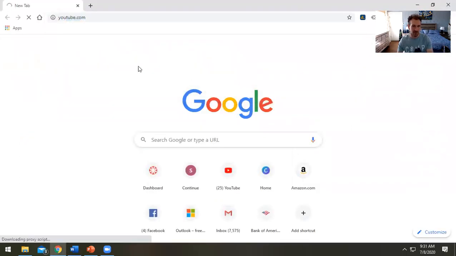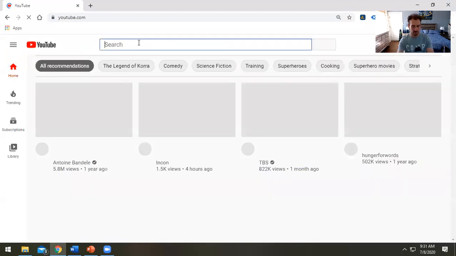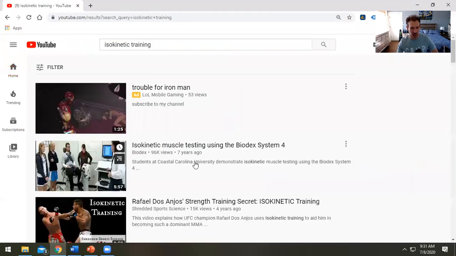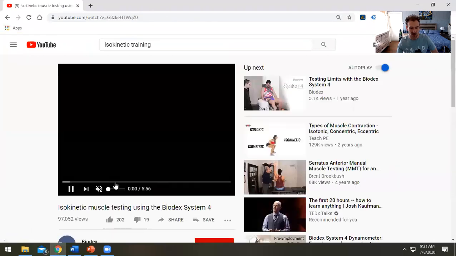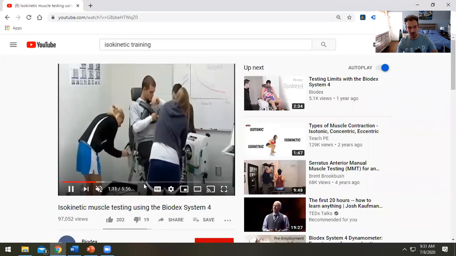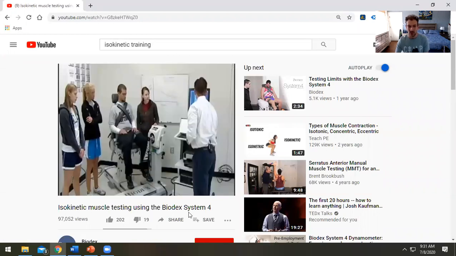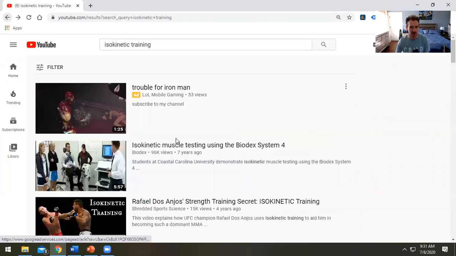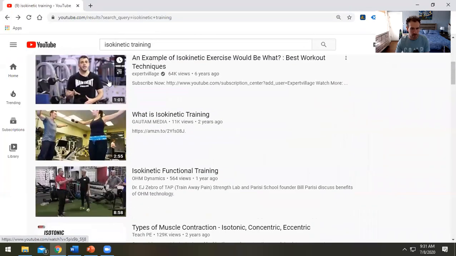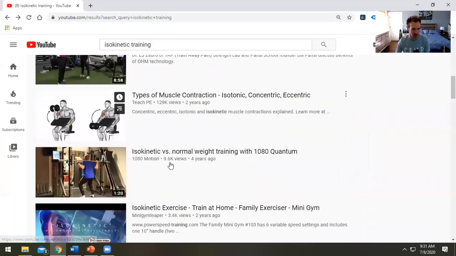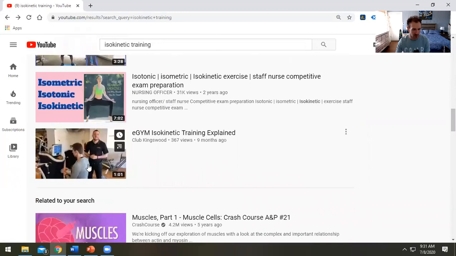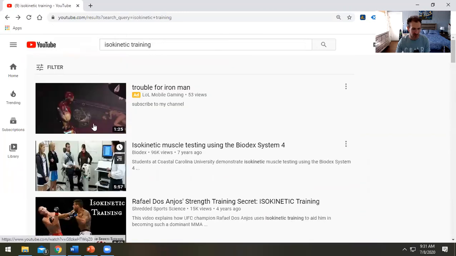I'll pull this up actually. Isokinetic training. So it's this very interesting machine that makes the contractions occur very specifically. Oh, is this going to be? No, that's not what I want. Come on. Oh, I guess we could use that.